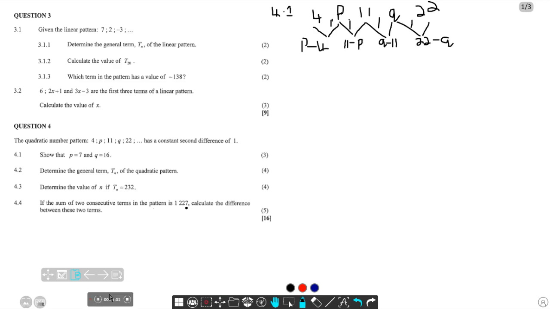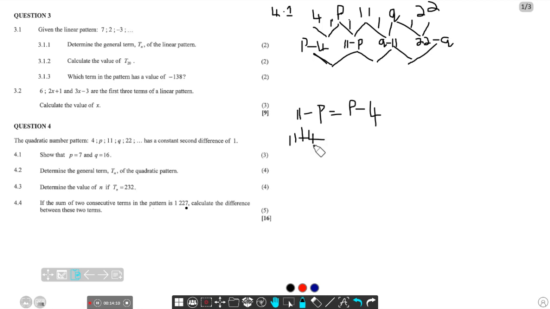Now this is our number pattern. And then what does the second step say? We need to find our second difference. So it's going to be 11 minus p is equal to p minus 4, and then we're going to have 11. Since it's minus 4 there, it's going to be plus 4.